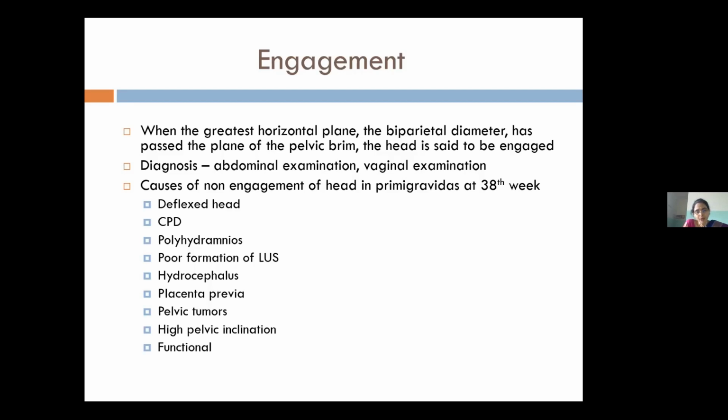And on per abdominal examination, you will not palpate the occiput. The head has already gone through the brim of the pelvis and entered into the cavity. Occiput cannot be palpated per abdominally, and vaginally, it is at the level of the ischial spines. And in most of the cases, 80 to 90% of the cases in a primigravida, after the completion of 37 weeks, the head is engaged.